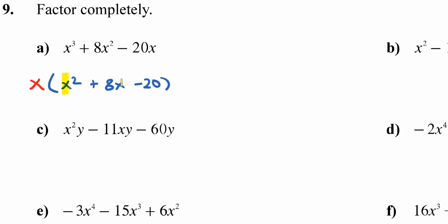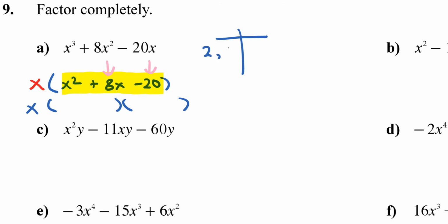And then from there, you just kind of factor the inside guy, basically same theme. Let's do a t-table here. Two numbers that multiply to negative 20, and those two numbers need to add to 8. So let's think about this one. It's probably going to be a 2 and a 10.